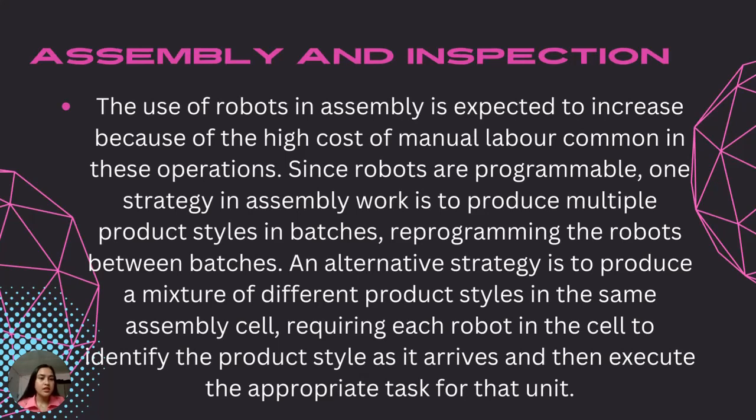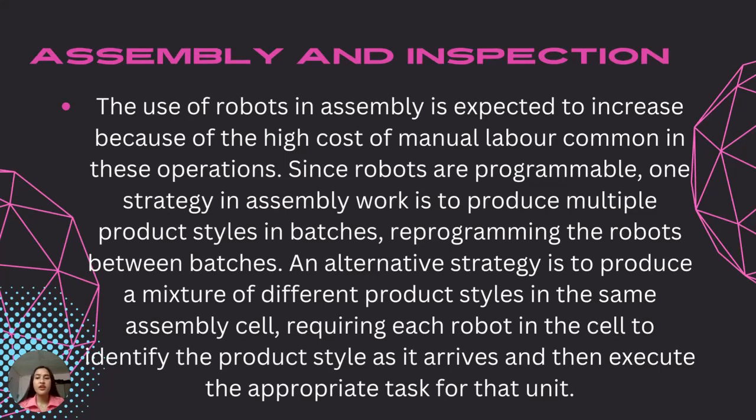The use of robots in assembly is expected to increase because of the high cost of manual labor common in these operations. Since robots are programmable, one strategy in assembly work is to produce multiple product styles in batches, reprogramming the robots between batches. An alternative strategy is to produce a mix of different product styles in the same assembly cell, requiring each robot in the cell to identify the product style as it receives it and then execute the appropriate task for that unit.